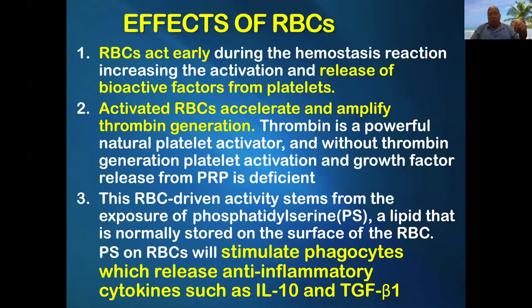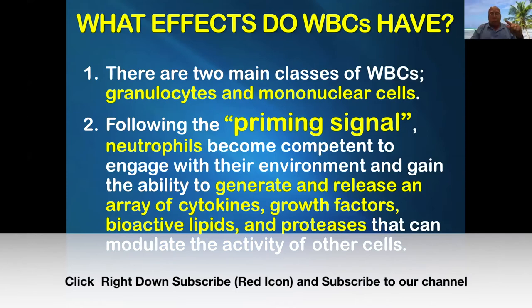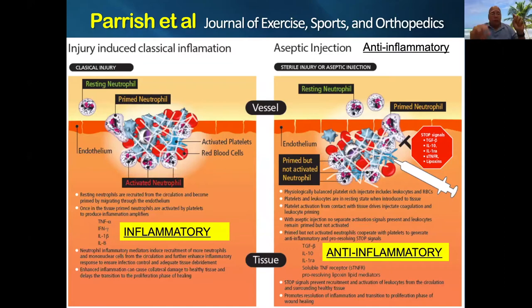Now, WBCs, what is the importance of that? Well, Parrish had some very good studies on that, and this next picture is worth many, many words here. But what he's showing us is the following. If you have a bacterial infection, a viral infection, you'll have a WBC, a prime neutrophil, that becomes activated. And when an activated neutrophil exists, we get various inflammatory growth factors, interleukin-1, TNF, et cetera. Now, if that resting neutrophil becomes primed, but not activated, and that's the key, it becomes anti-inflammatory.